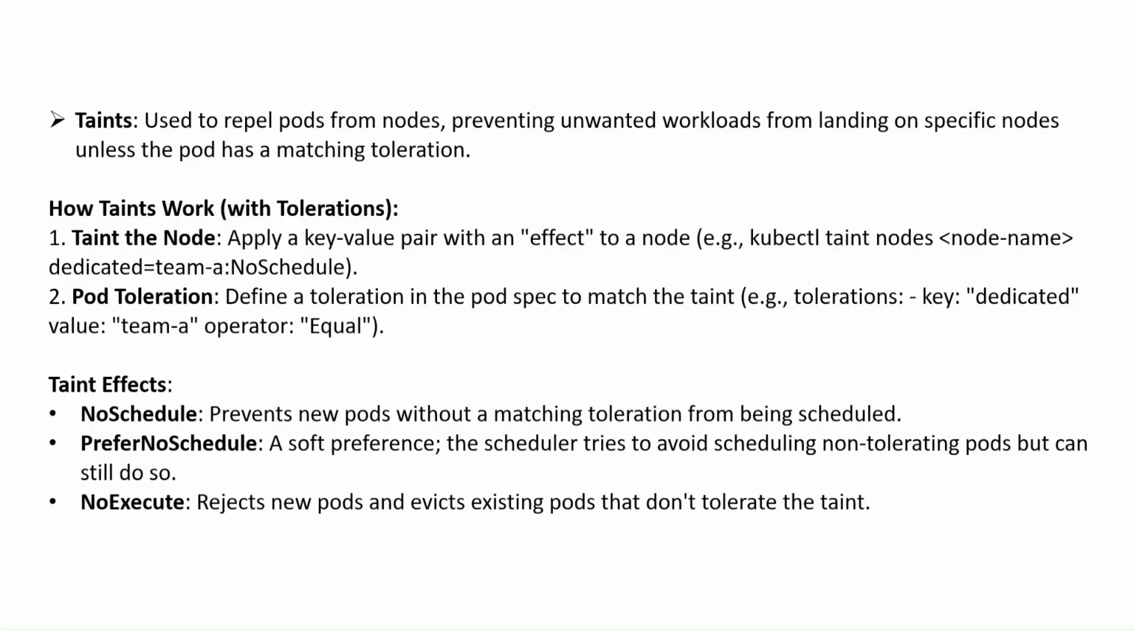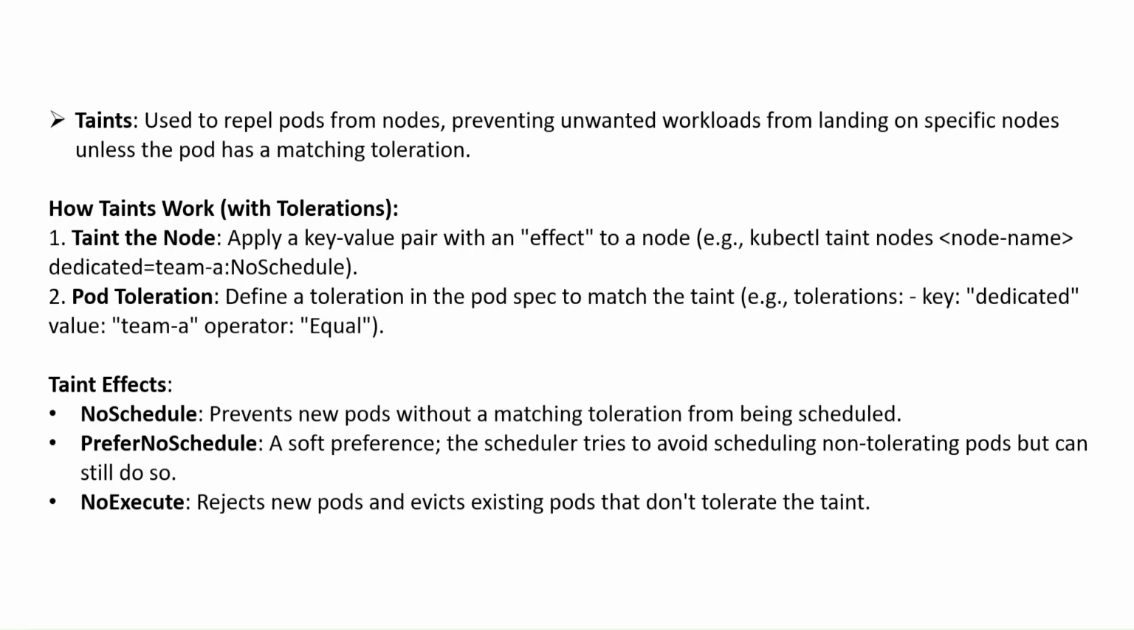Second, pod toleration. You define a toleration in the pod spec to match the taint. For example, tolerations key, and then the same key value pair that you define in the taint, and the operator would be equals. Now there can be three different taint effects. One is NoSchedule, which basically prevents new pods without a matching toleration from being scheduled. In the demo, we'll be taking a look at NoSchedule, the first one only.